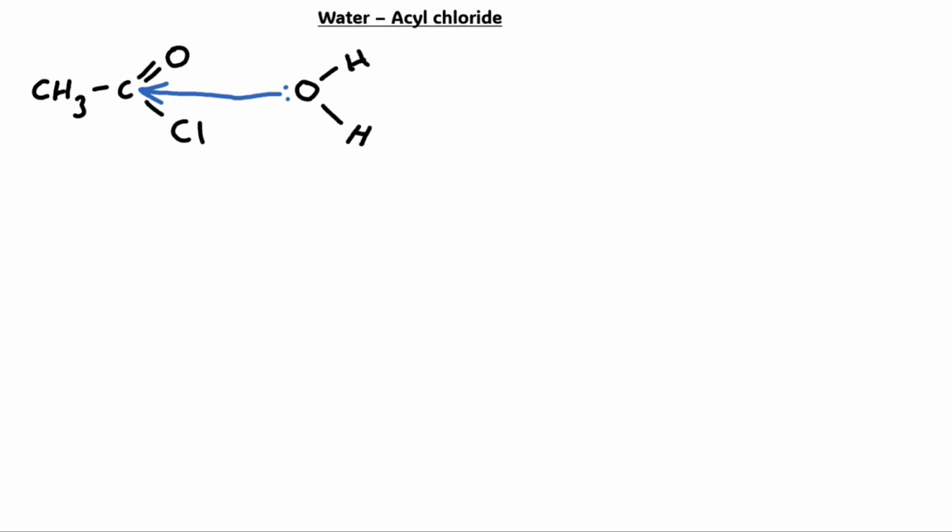Now we're going to look at how the nucleophilic addition-elimination mechanism works. First we have an acyl chloride with water. Obviously there's a lone pair of electrons on the oxygen in the water, and these lone pair of electrons are attracted to the positive carbon, the delta plus carbon, and those pi electrons are then pulled towards the oxygen, which is very electronegative, and therefore the double bond breaks.